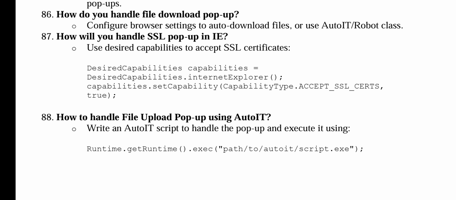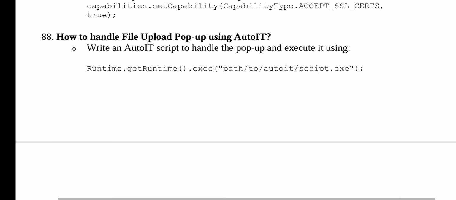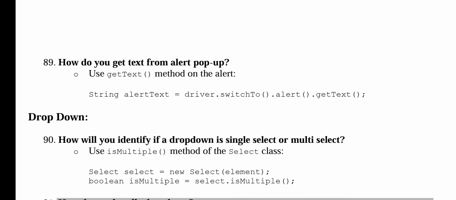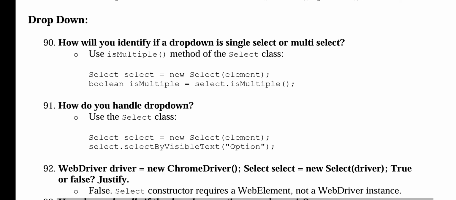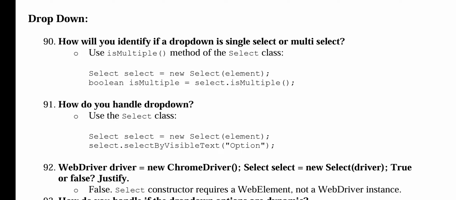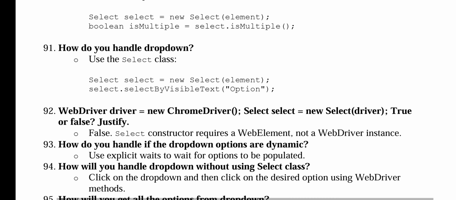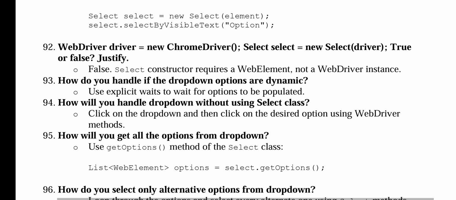How will you handle SSL pop-up in IE, Internet Explorer? How to handle file upload pop-up using AutoIT? How to get text from alert pop-up? How will you identify if a drop-down is single select or multi-select? How do you handle drop-down?